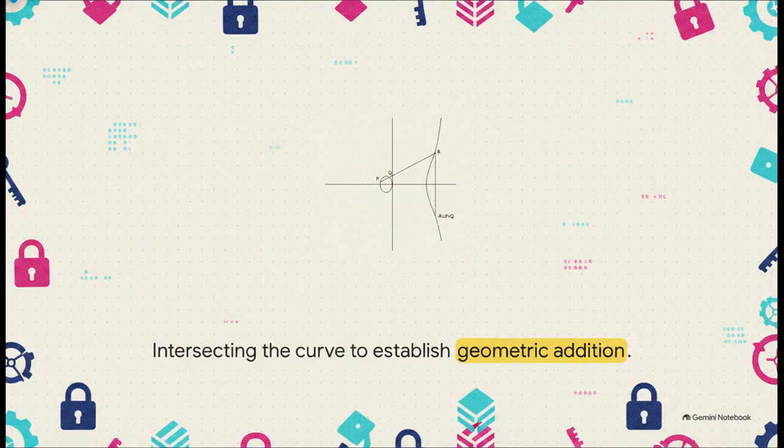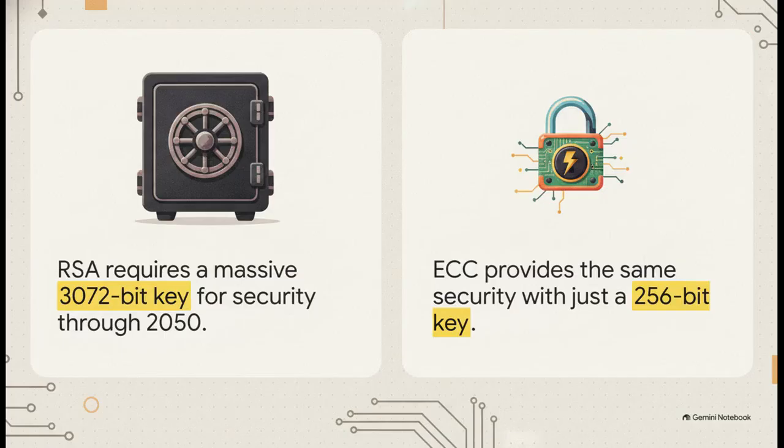To encrypt your data, a computer will repeat this geometric doubling and adding hundreds of times in a fraction of a second, securely scrambling your information. It is an absolute nightmare for an attacker to try and trace those geometric steps backward. Now, this geometric efficiency is exactly why the tech industry is shifting so rapidly away from older methods.